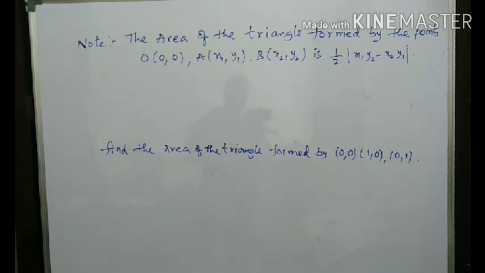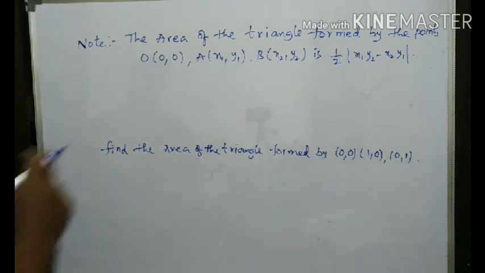Next point: the area of the triangle formed by the points O(0, 0), that is the origin, and A(x1, y1), B(x2, y2) is half modulus of x1 y2 minus x2 y1.